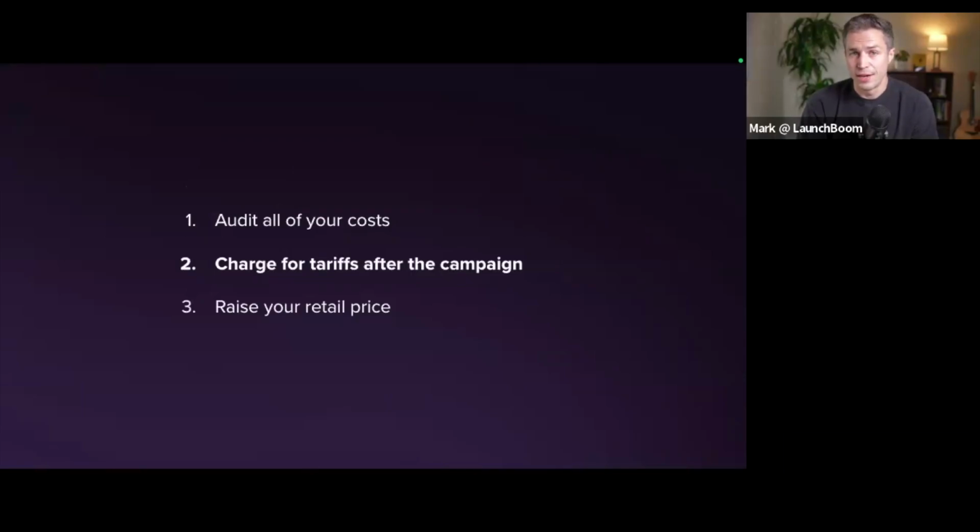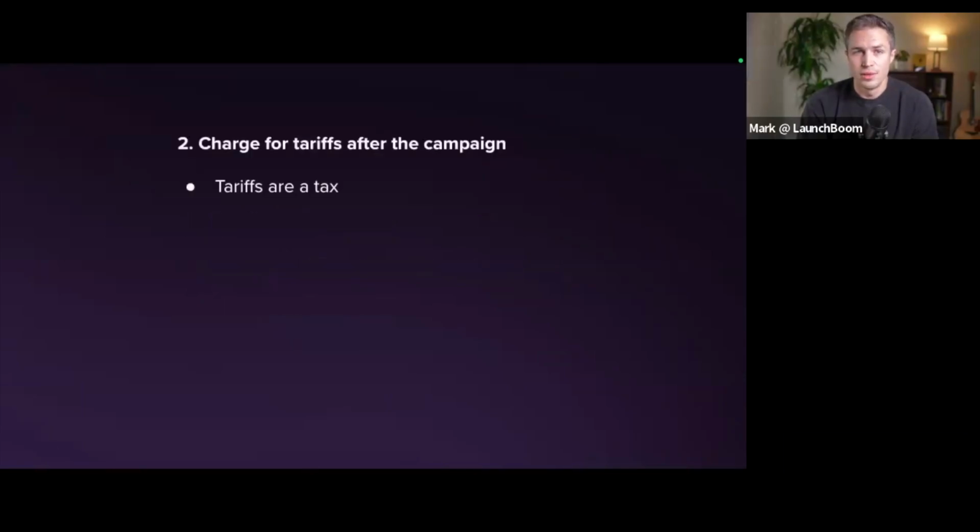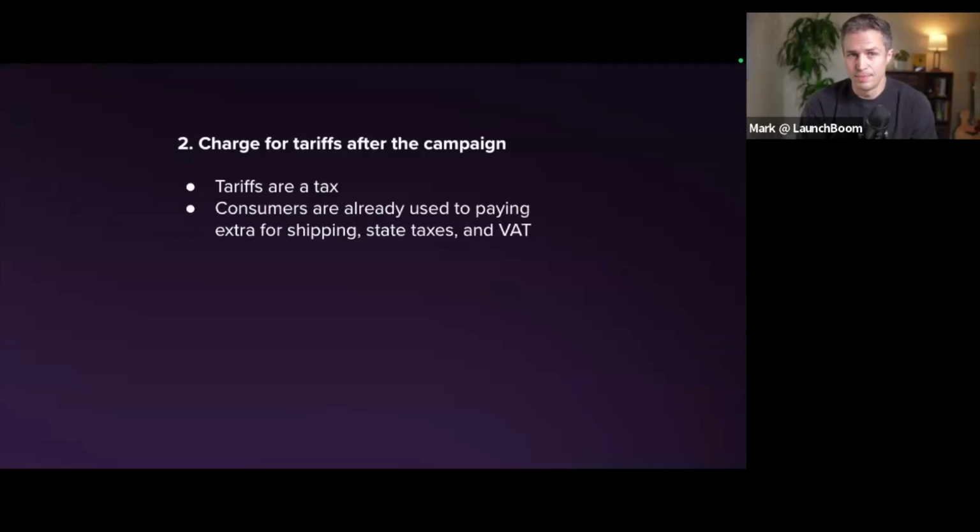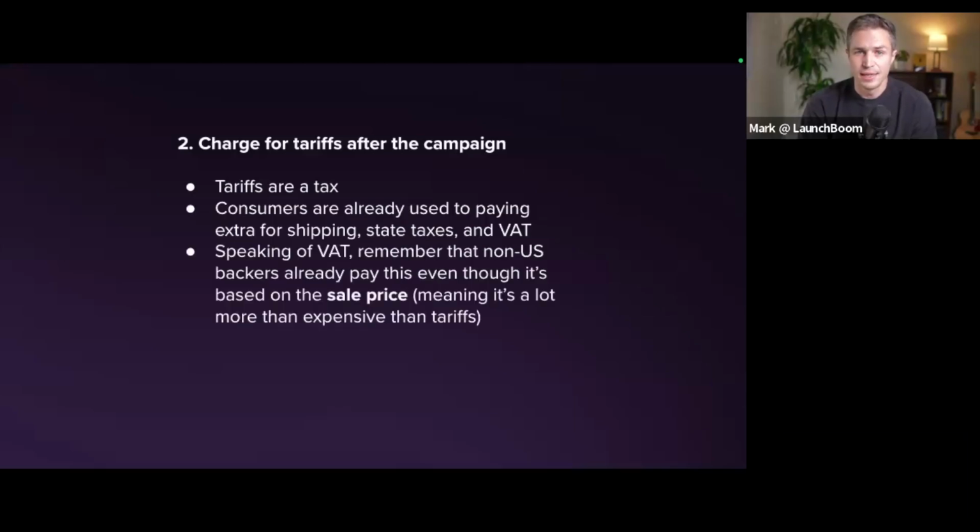Second, charging for tariffs after the campaign. This is likely what I think most people are going to be doing. So tariffs are a tax, right? Consumers are already used to paying extra for shipping, state taxes, and VAT. And speaking of that, remember that pretty much most non-US backers are already paying this, even though it's based on the sale price. So that's a really key differentiator here. It's based on the sale price, not the cost to produce the unit. So a lot of people, when they're paying VAT, are paying more than what the tariffs would even be at 145%, and they're still backing projects.